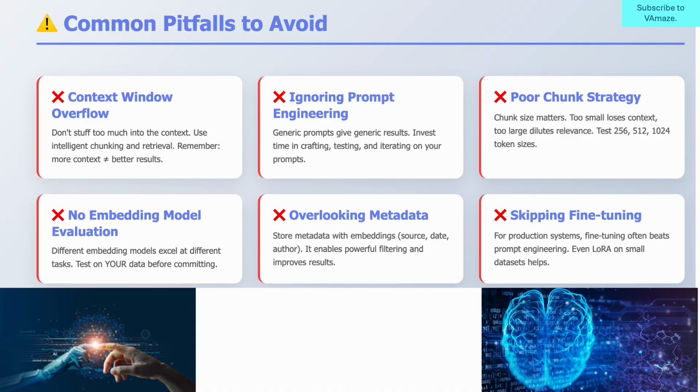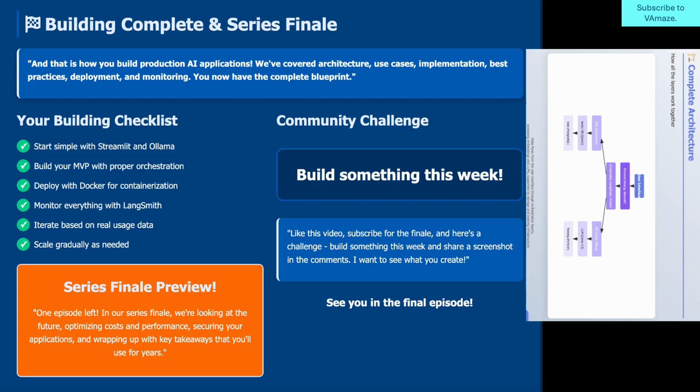avoidable. And that is how you build production AI applications. We've covered architecture, use cases, implementation, best practices, deployment, and monitoring. You now have the complete blueprint. Start simple with Streamlit and Llama. Build your MVP with proper orchestration. Deploy with Docker. Monitor everything. Iterate based on real usage.